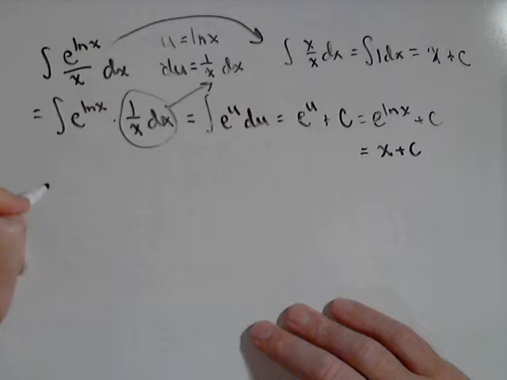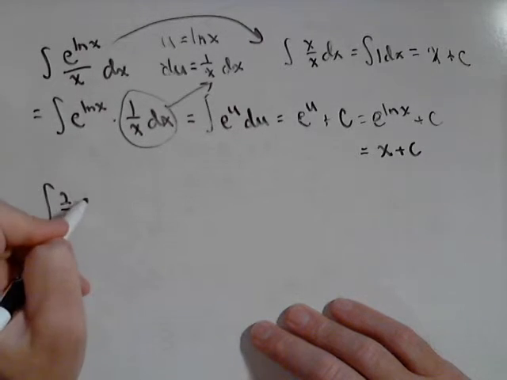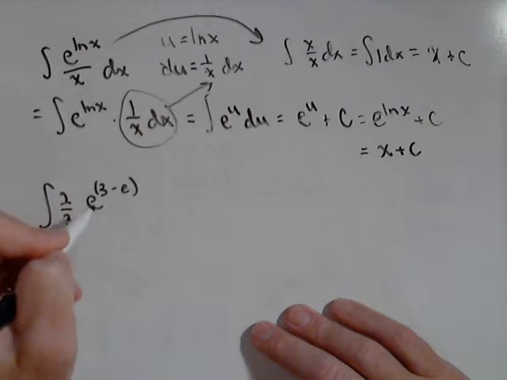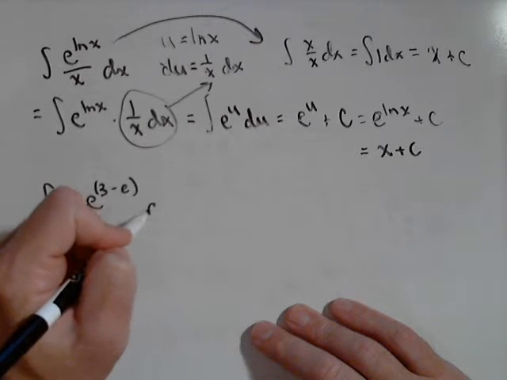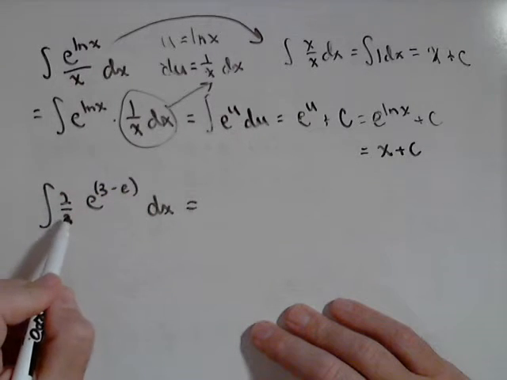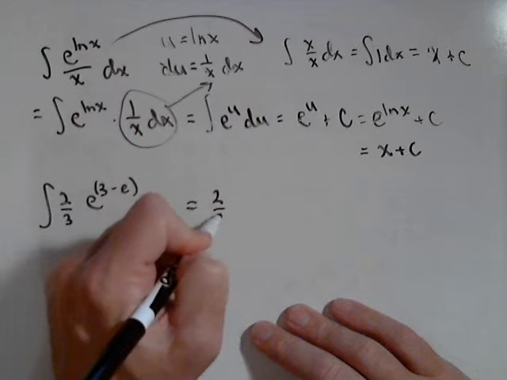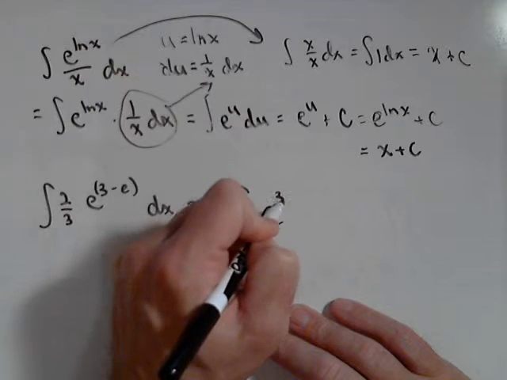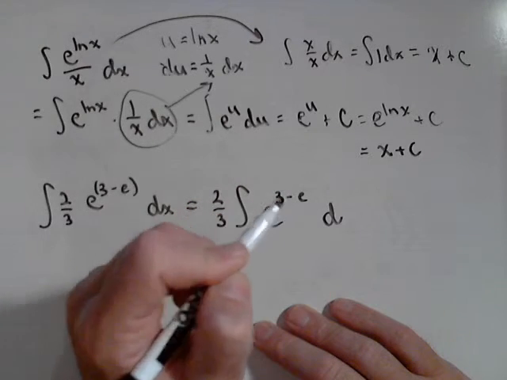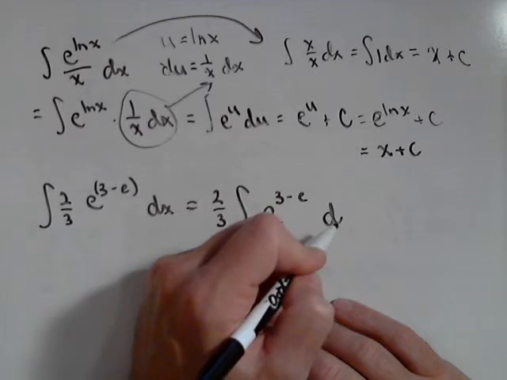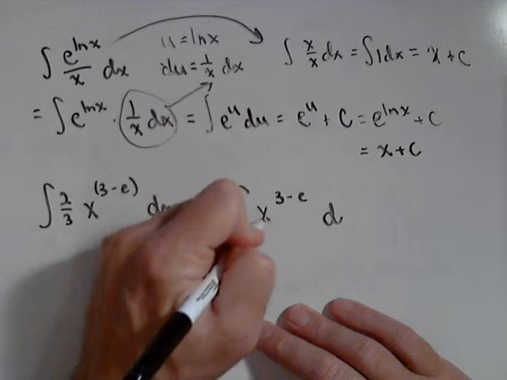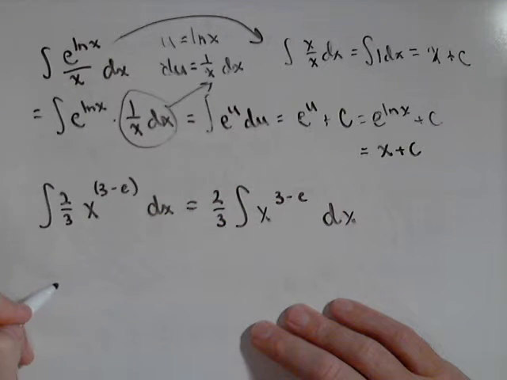Let's do one more. How about the antiderivative of 2/3 x to the 3 minus e up in the exponent dx. Well, that 2/3 is a constant. I'm going to ignore it for right now. I know it's going to be in my answer somewhere. Let's just focus on this part, x to the 3 minus e dx. Oh geez, that should be an x. x to the 3 minus e dx.